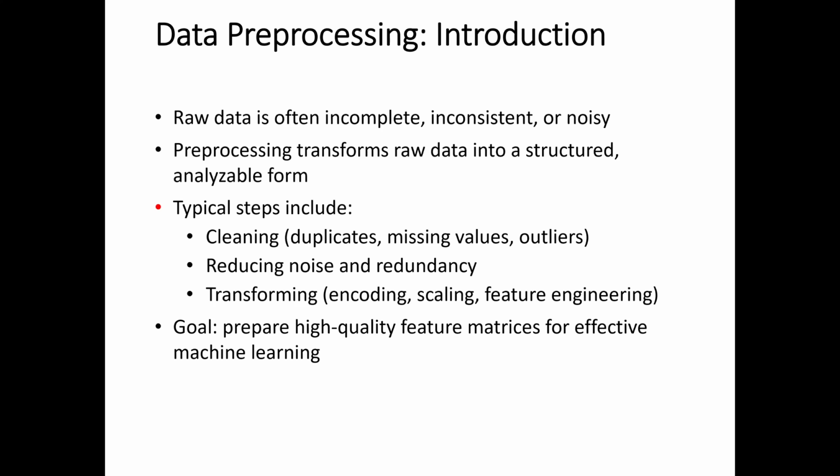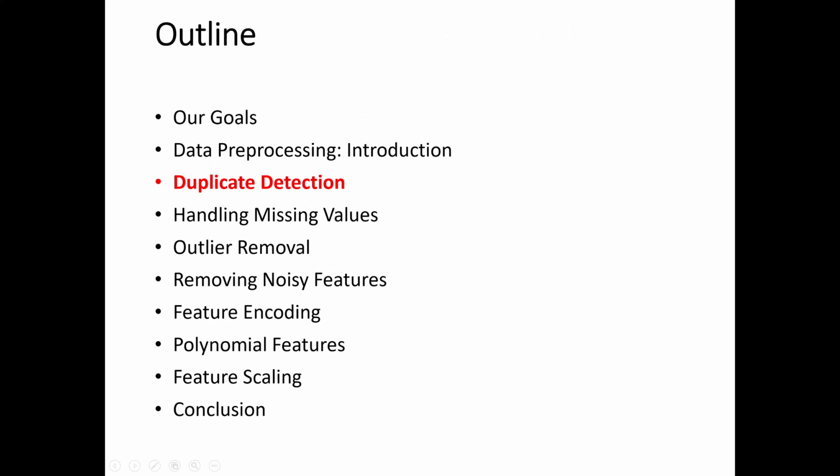First, we clean the data, removing duplicates, fixing missing values, and dealing with outliers. Then we reduce noise and get rid of redundant information. And finally, we transform the data by encoding categorical features, scaling numerical ones, or creating new features through feature engineering. The main goal is simple: to prepare high-quality feature matrices that make machine learning models work effectively and produce meaningful results. Let's go over the main steps of data preprocessing and start with duplicate detection.